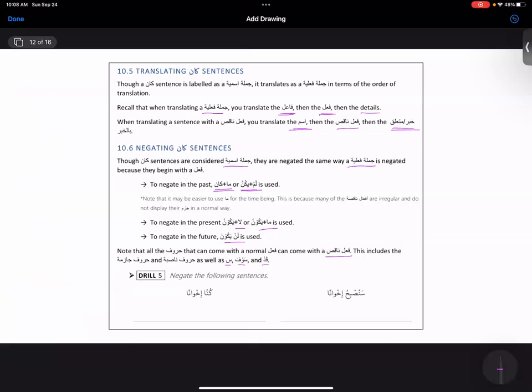Note that all the huruf that can come with the normal fi'l can come with the fi'l naqis, and this includes qad, seen, and sofa, and huruf jazima and huruf nasiba. So they all can come and they can affect them as well, making them mansub and majzum.